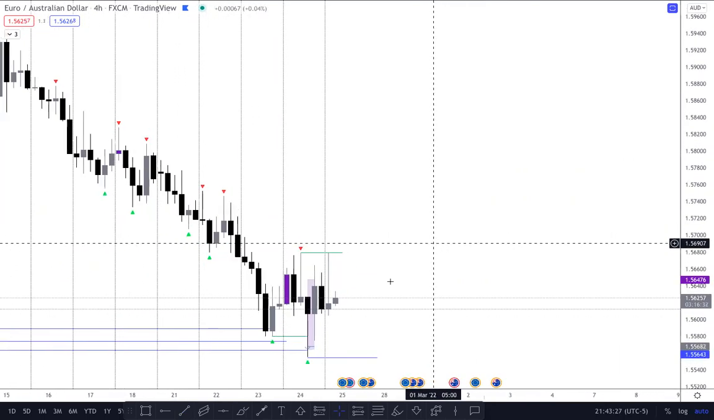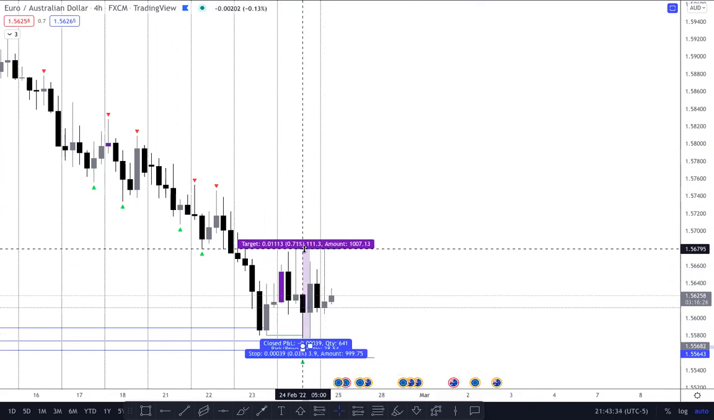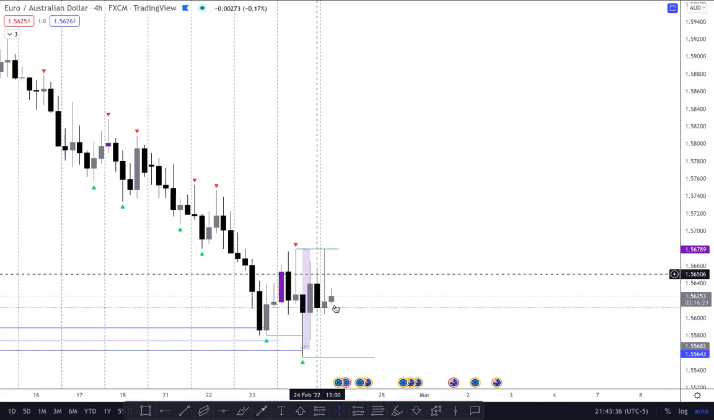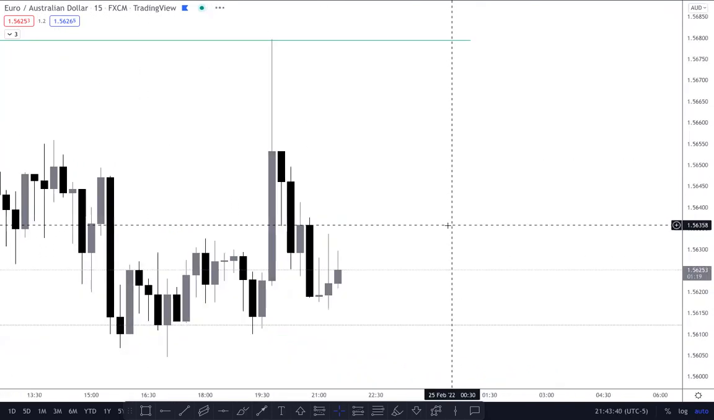Hop into the 4-hour. We swept previous day lows here. Here was that 4-hour target. See how we would have been able to hit that 4-hour target? We would have hit a 1 to 28 on one of these positions, it looks like. I guess we're about to go in and find out. Coming to the 15-minute here.